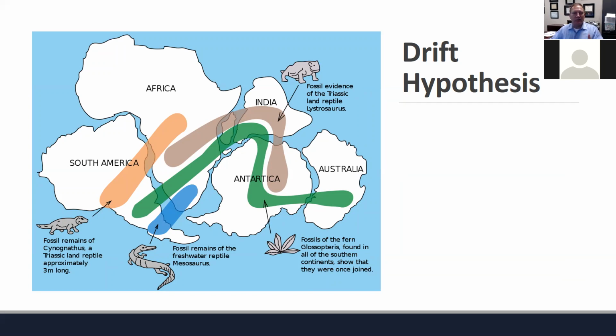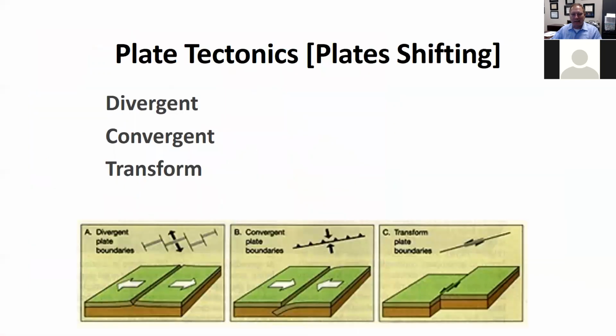And then he later looked for things to try and confirm or refute his hypothesis. And part of that was understanding plate tectonics. There's a couple of ways that plate tectonics occurs, whether it's shifting over top of one another, or converging against each other, or transforming, sliding by each other.